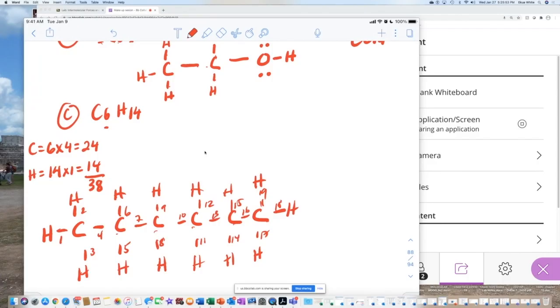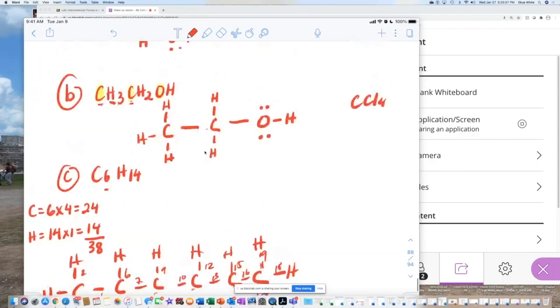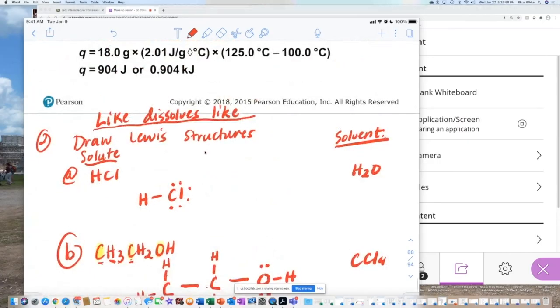19 bonds. 19 times 2 is 38. Oh, okay, we got it. Correct Lewis structure. When we're talking about "like dissolves like," we mean like intermolecular forces dissolves like intermolecular forces. So don't forget, this chapter was about intermolecular forces.